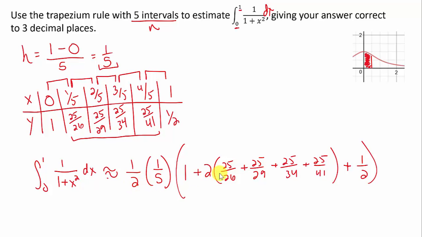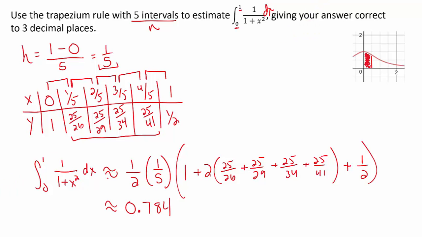And then basically, guys, you're just doing this math. So the way I would do it in my calculator is I would add all of these in the middle first, take that value, multiply it by 2, add 1, add 1/2, and then, of course, multiply by 1/5 and 1/2. And when we do that on this example, we get 0.784. And that is an approximate area from 0 to 1 of this curve.